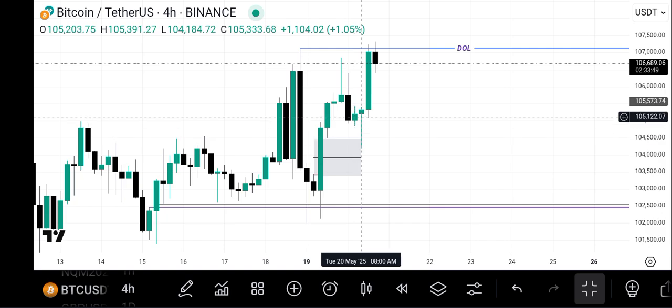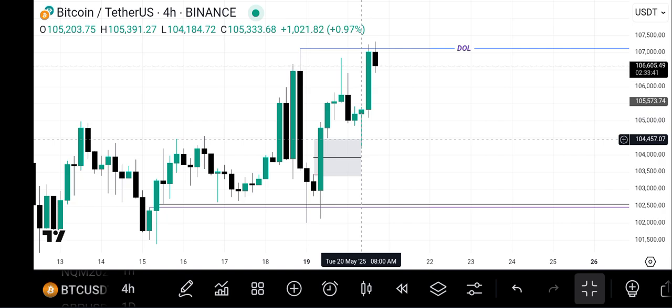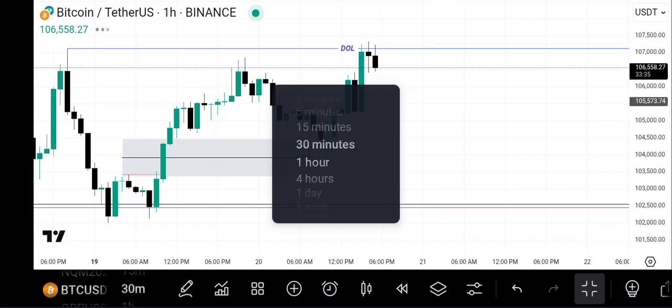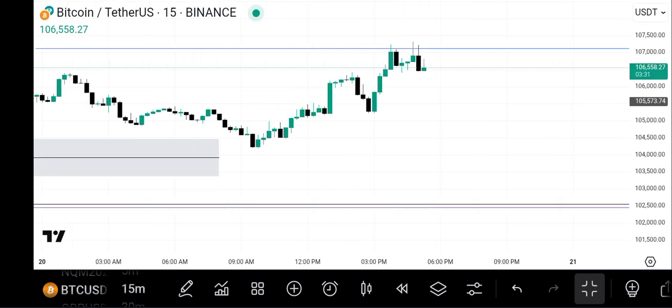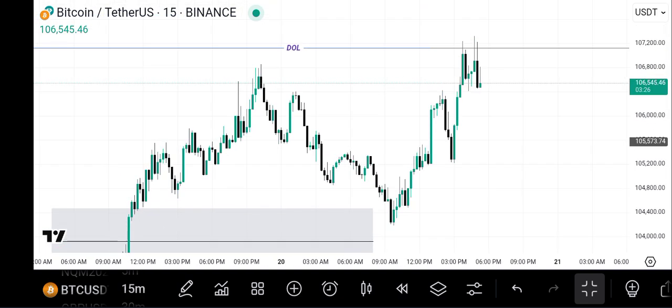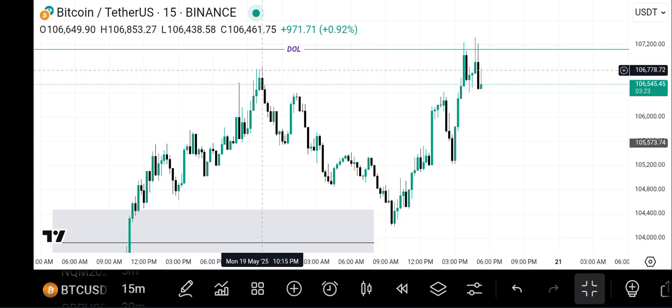So once I see price retracing into this 4-hour fair value gap, there's a way I trade fair value gap. Immediately I see price returning to this fair value gap here, I'll go straight to the 15-minute time frame, guys, and look for a shift in market structure there. Now look at what price has done, guys.